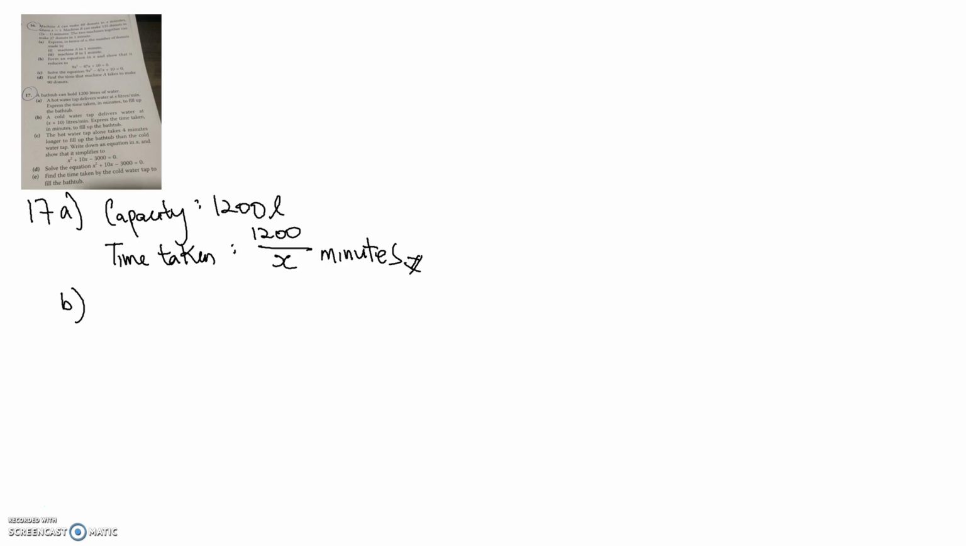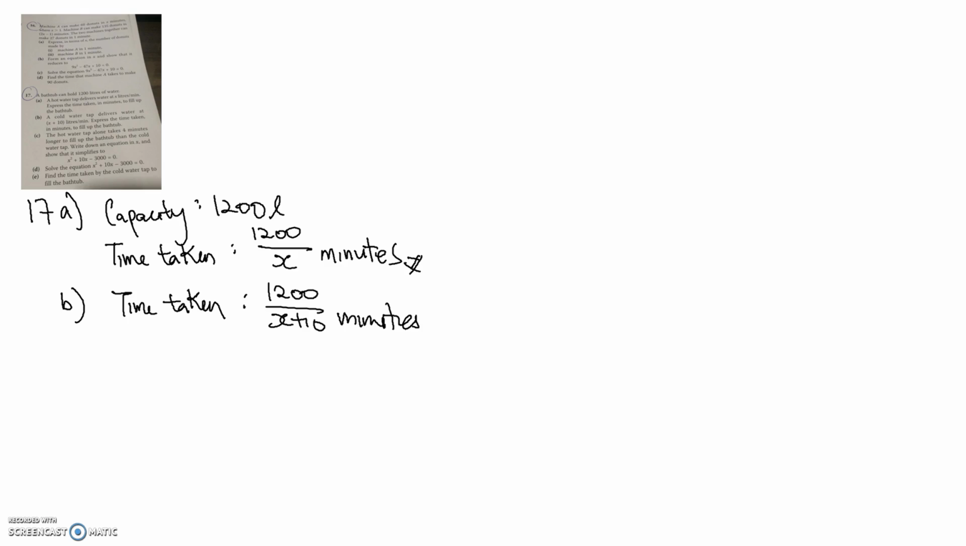B, a cold water tap delivers water at x plus 10 liters per minute. Express the time taken in minutes to fill the tub. Okay, so in this case, the rate, instead of x, is x plus 10. So it's 1,200 over x plus 10 minutes, because 1,200 is the capacity, and x plus 10 is the rate at which water is being filled into the bathtub.